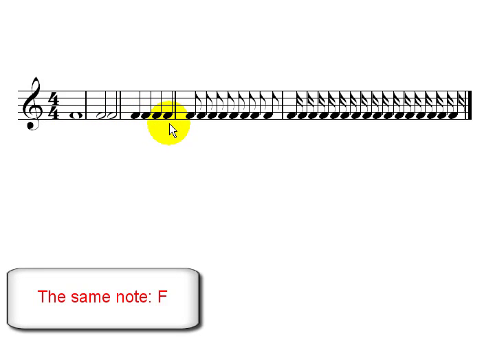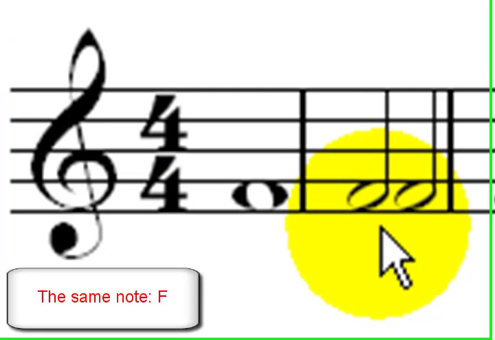As you could hear, it was the same note all over again. This was an F, this is an F, and so on. But let's take a little closer look at the difference of these notes.